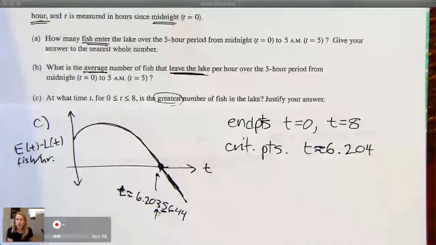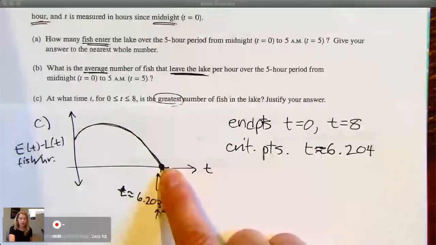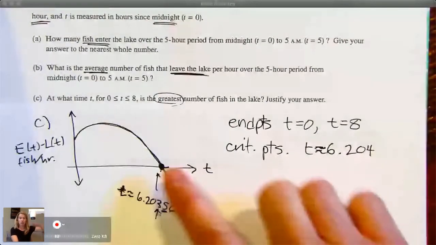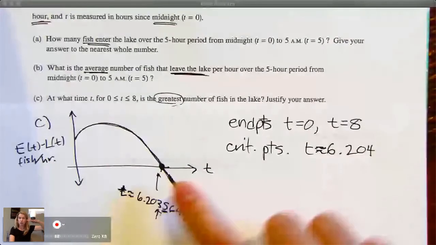Sorry, I'm reading your questions here. The number of fish is increasing. Do we find when the function reaches 0 to get your answer? Yes. So we figured out where the rate was 0, and we figured out where the rate went from increasing fish, the net amount of fish going up, to the net amount of fish going down.